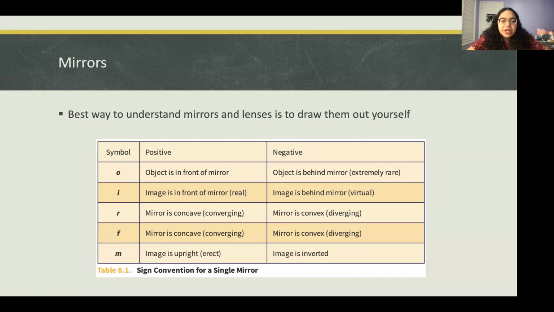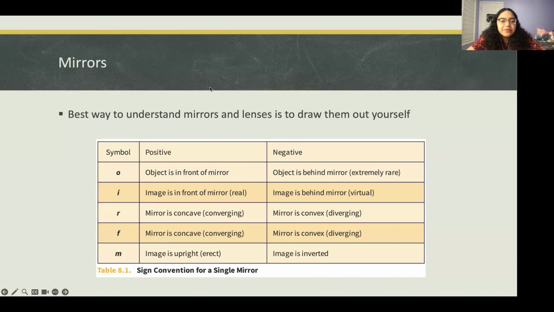For your radius of curvature and your focal point, for a concave or converging mirror, it would be positive. It would be negative for a convex or diverging mirror. So these are things that basically become memorization, just knowing that stuff.